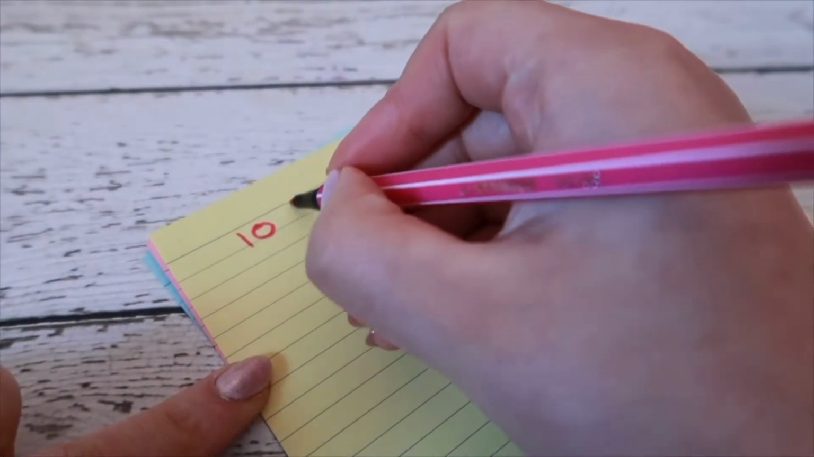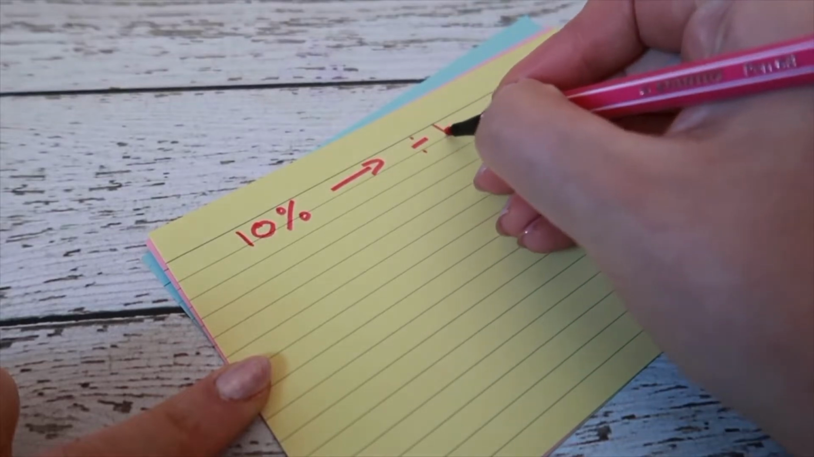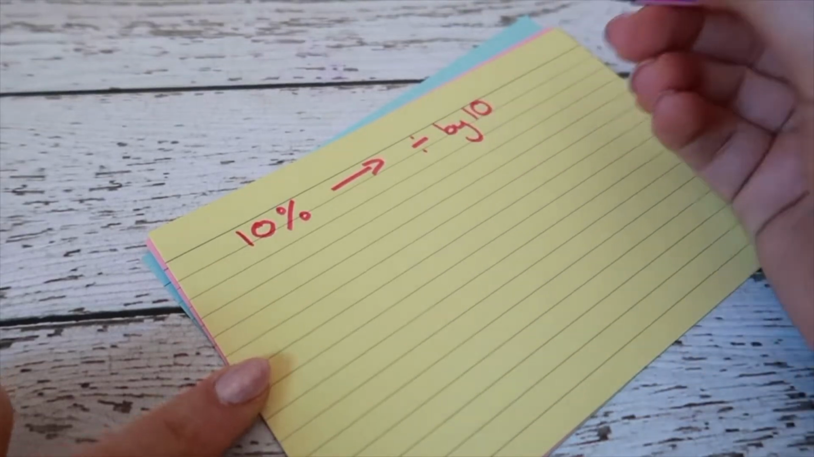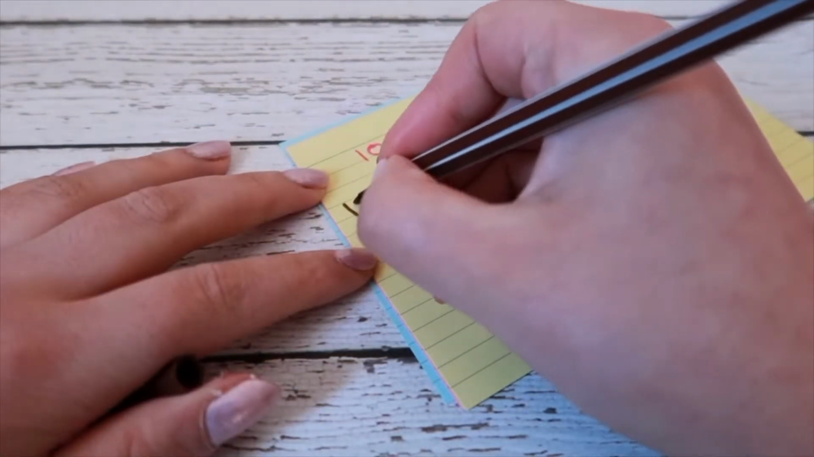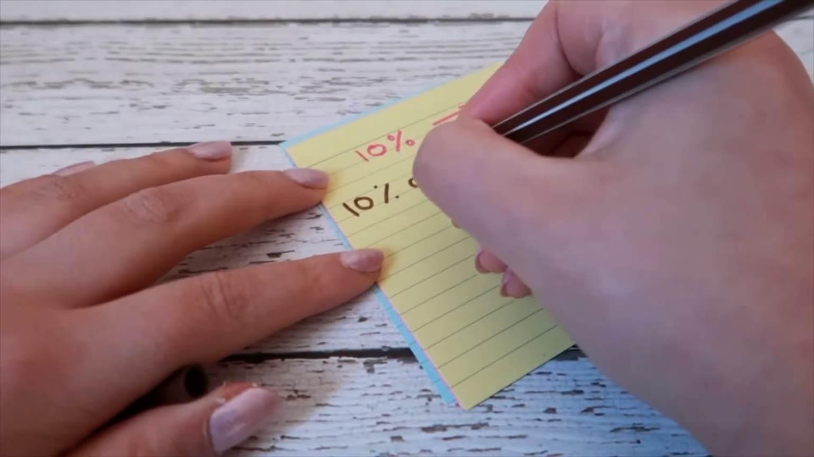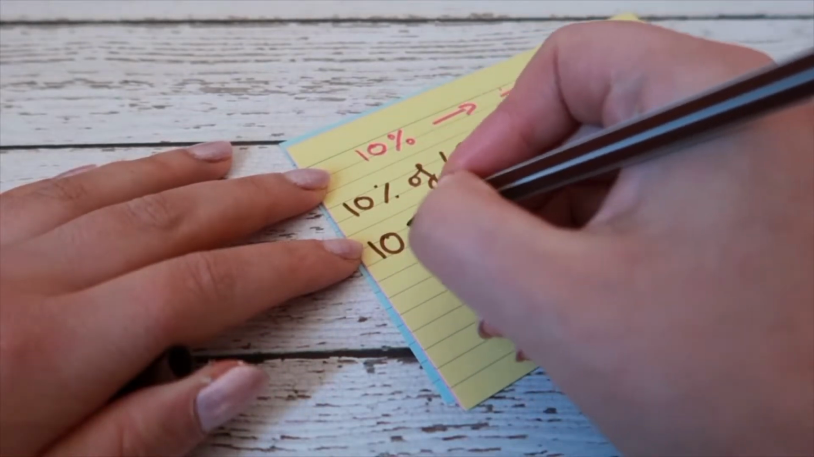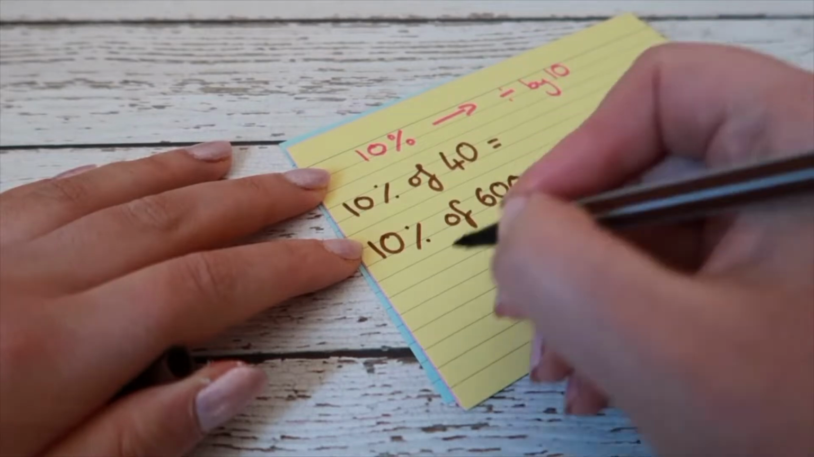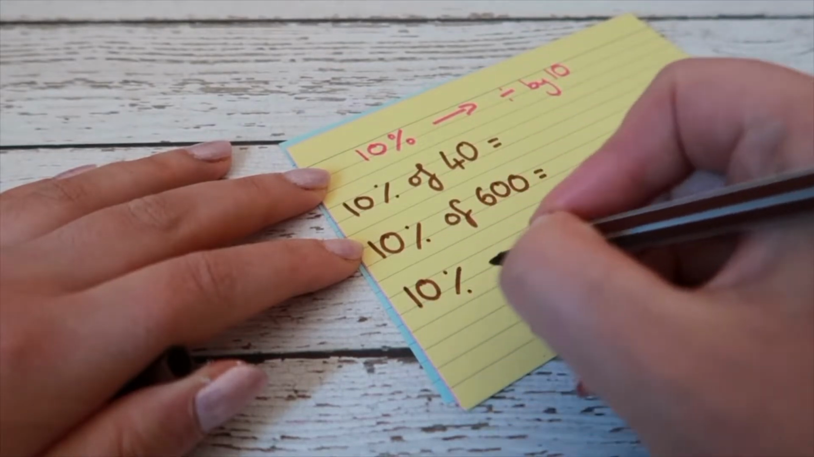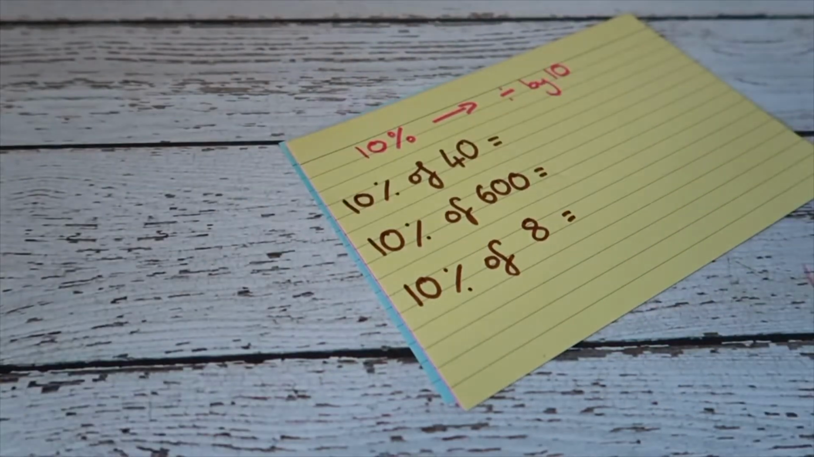If someone asks you to find 10% of a number, what they're asking for is basically to divide the number by 10. Now let's look at some examples. So if someone asks you to find 10% of 40, that would mean dividing by 10, or 10% of 600, again dividing by 10. And the last example, 10% of 8, again dividing by 10.